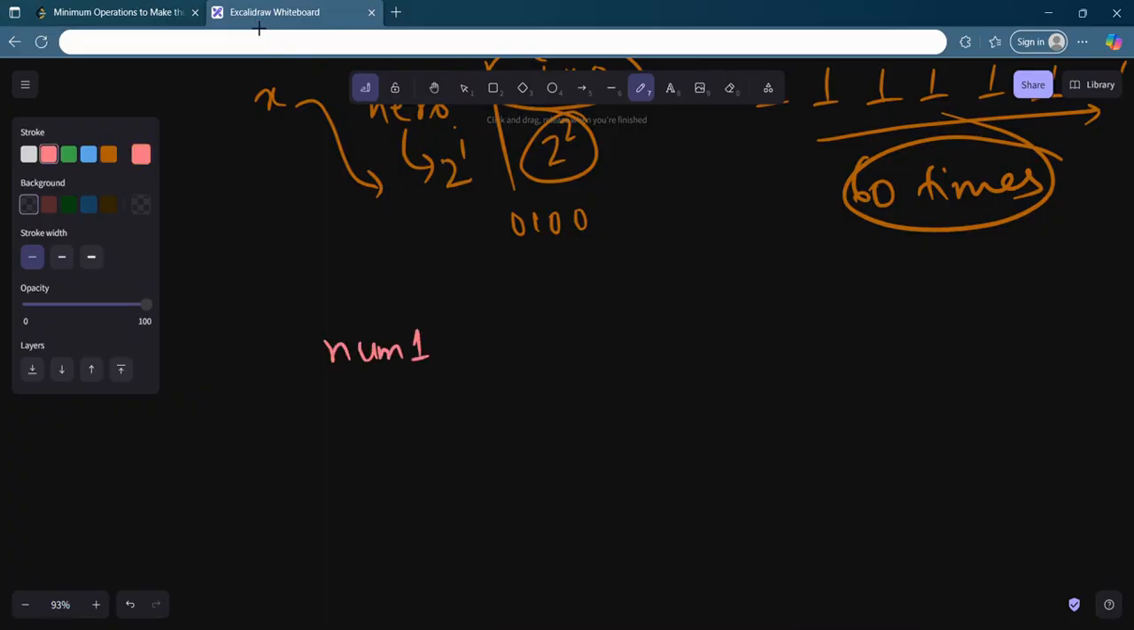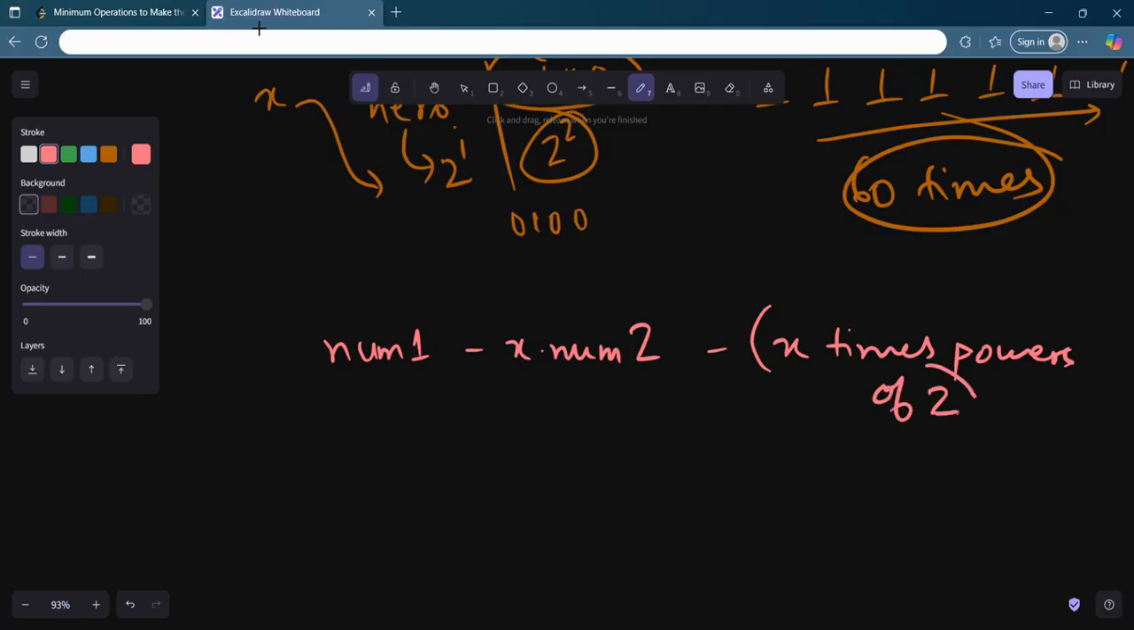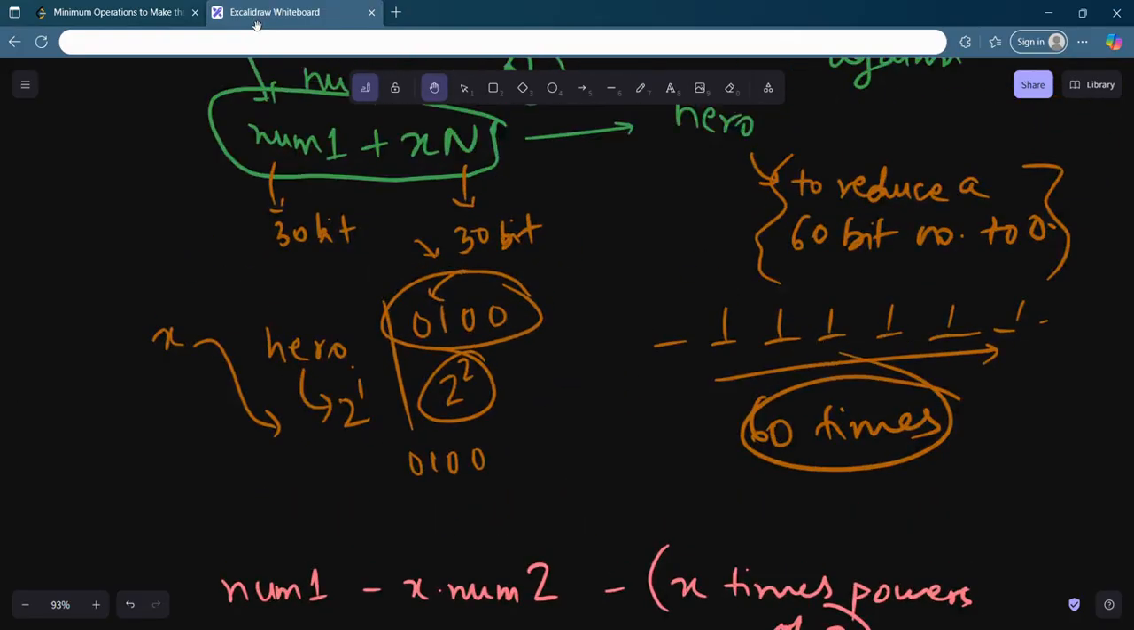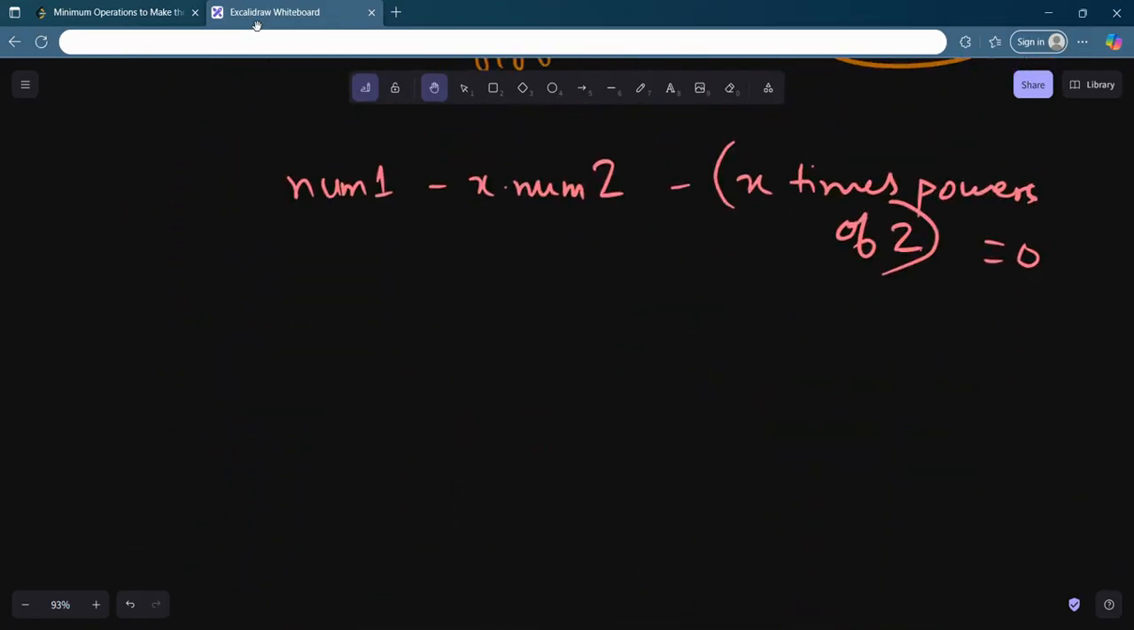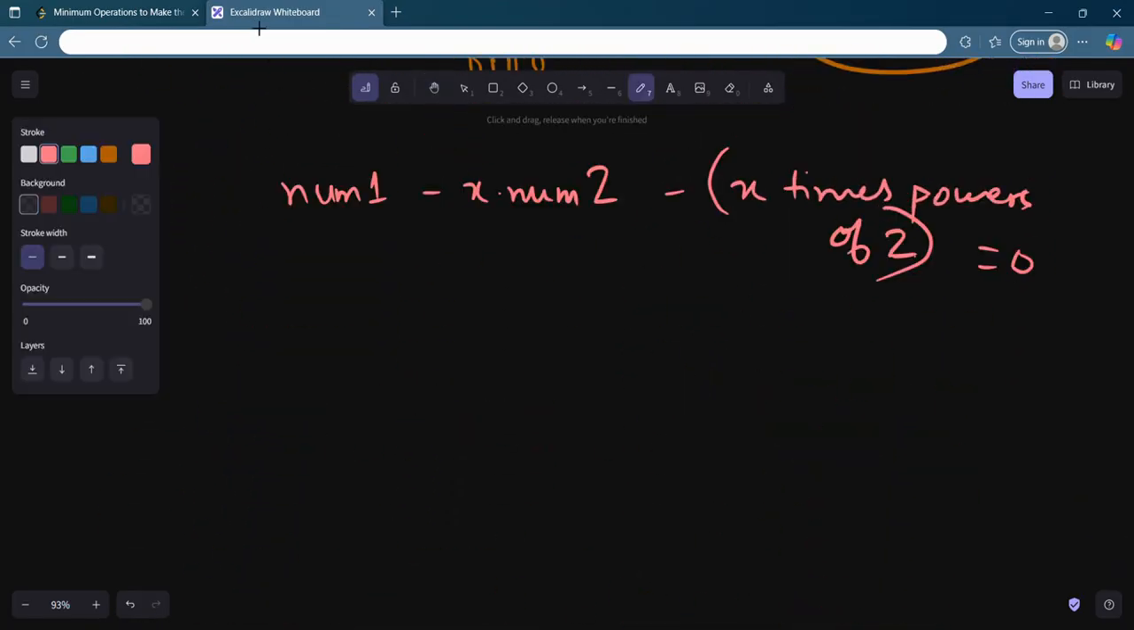So what we had initially, let me write it again, is that this num1 will get subtracted by num2, as we are doing x number of operations, and we have x times powers of 2. You need to make this whole thing 0. And what all this analysis taught us is that 60 times is the worst case. x can be at worst 60.